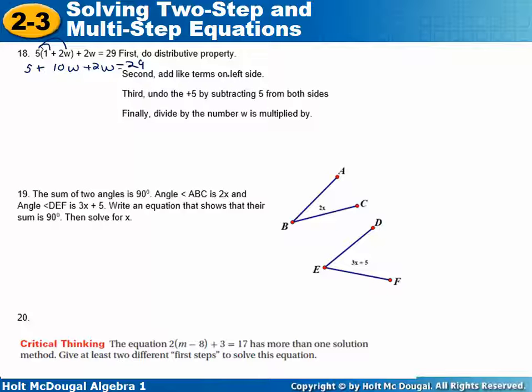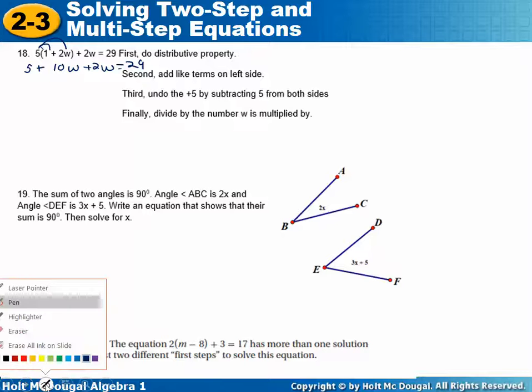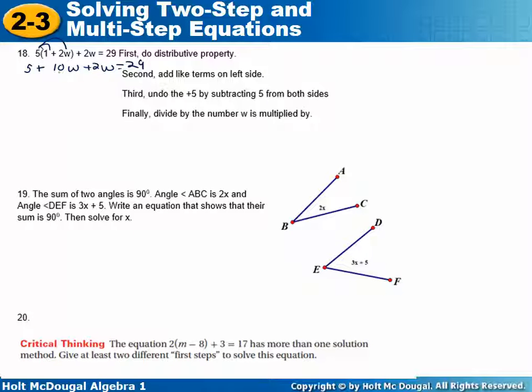Okay, the next thing you're going to do is add like terms on the left side. So I've got some like terms there, right here and right here. So when you add those together, 10w plus 2w is 12w, then you'll have 5 plus 12w equals 29. And then here are the final steps. So you might need to take more lines than this because maybe you wrote more steps out to do the distributive property, but these are the main ideas that you will do to solve this problem.